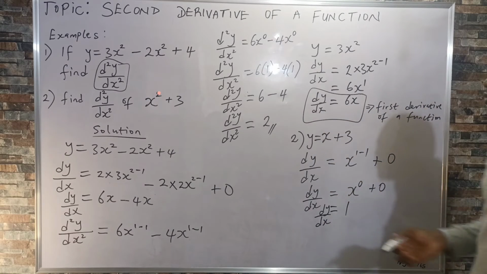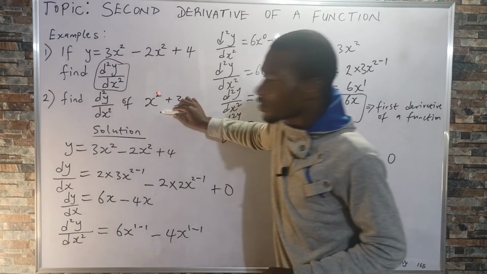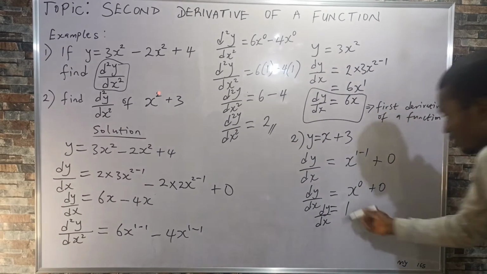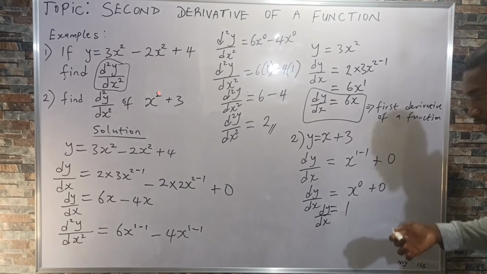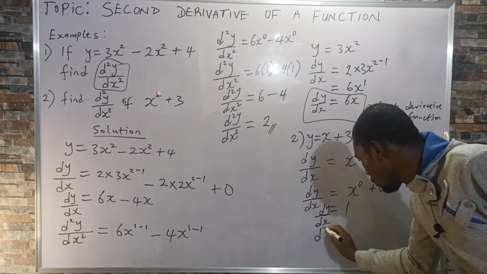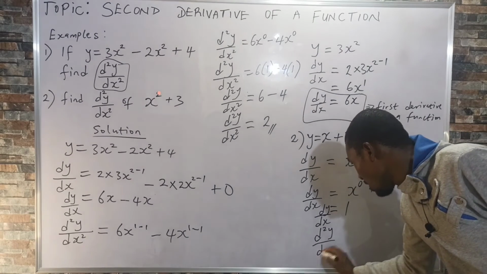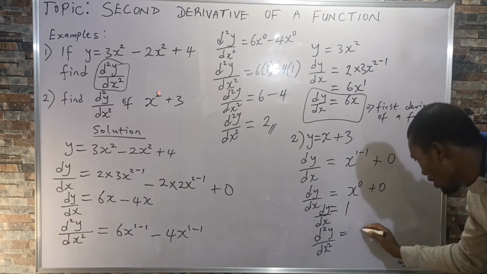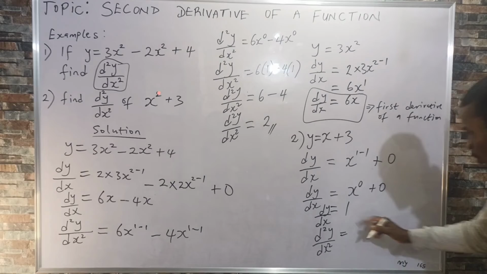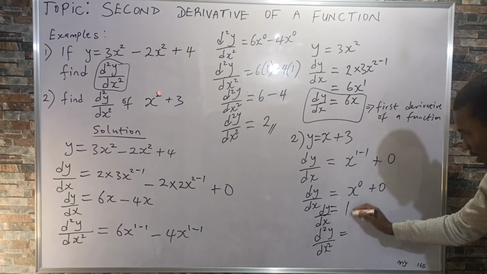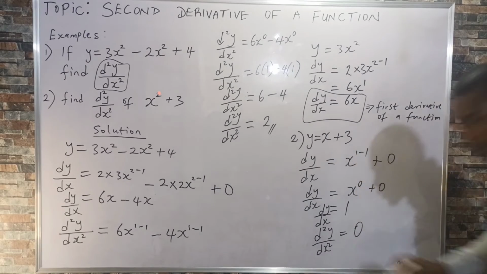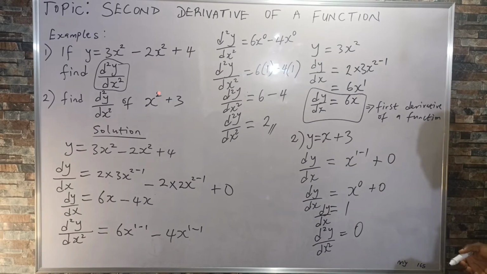But we are asked to find the second derivative of this function, not the first derivative. That means we must differentiate this function a second time, such that we have d squared y over dx squared is simply equal to, remember that whenever you have only a constant 1, differentiating it will simply give us 0. I hope you know how we got it.